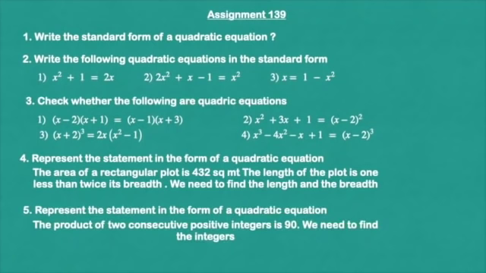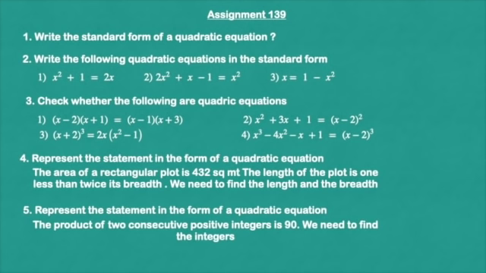Assignment number 139. First one: write the standard form of a quadratic equation. Second one: write the following quadratic equations in the standard form. The problems are not in the standard form; you have to write them in the standard form. First one, x square plus 1 is equal to 2x. Second one, 2x square plus x minus 1 is equal to x square. Third one, x is equal to 1 minus x square.